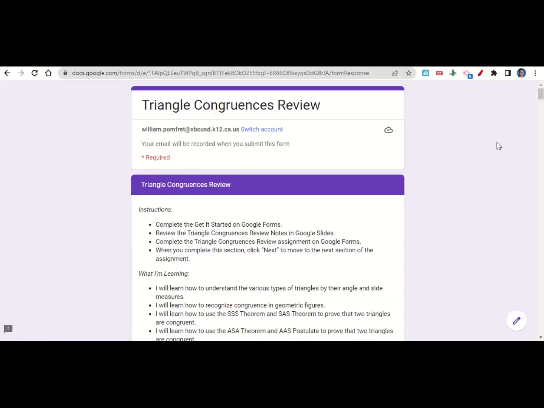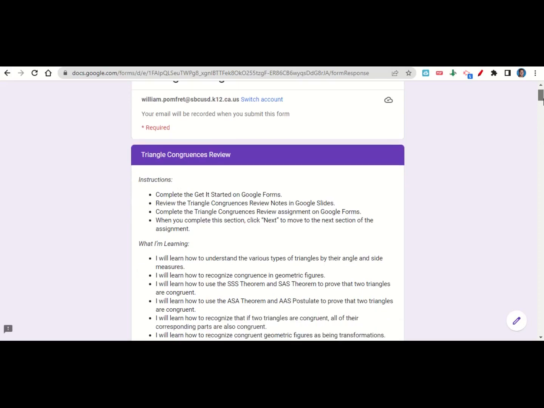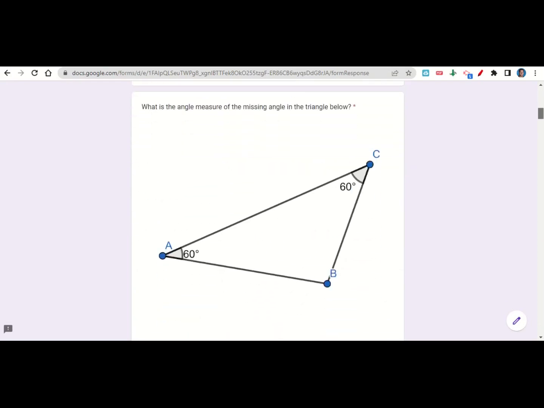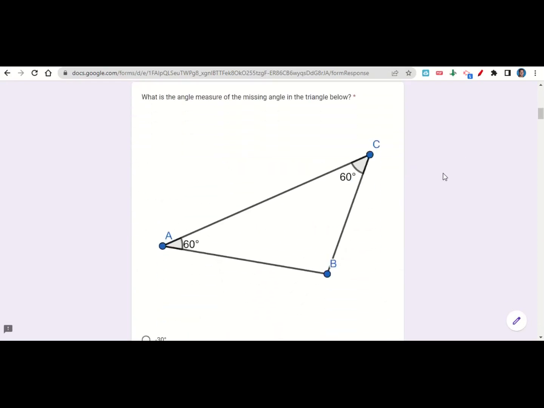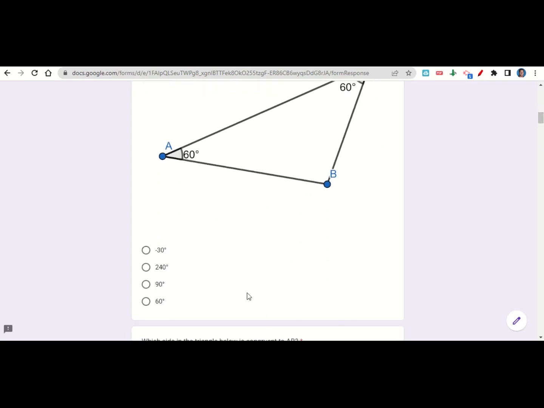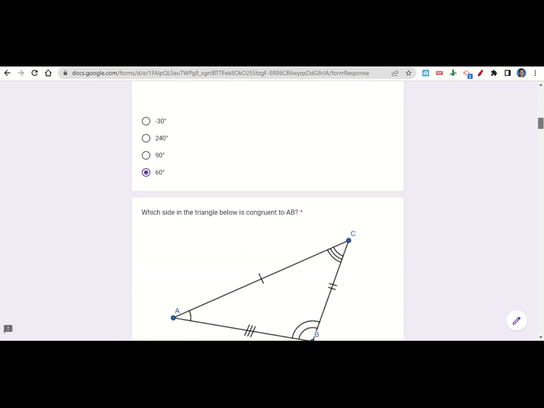Let's take a look now at the Triangle Congruences Review assignment. The assignment begins with the learning goals and success criteria. If we scroll down, we can see the questions. So it says, what is the angle measure of the missing angle here? Well, we know that the total needs to be 180 degrees. So we have 60 plus 60, which is 120. And then 180 minus 120 is 60 degrees. So that means that this has to be a 60-degree angle. So we'll go ahead and mark that as our answer. And then we'll go ahead and move down to the next one.